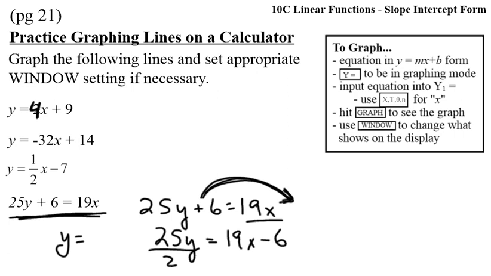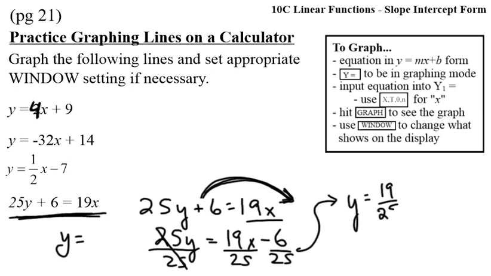Now I divide by 25 to have y by itself. I need to divide both of those parts by 25. What am I left with now? Now I'm left with y equal to 19/25 x minus 6 over 25. There's what I want to graph. Complicated because of fractions, but that's the slope-intercept form we want.